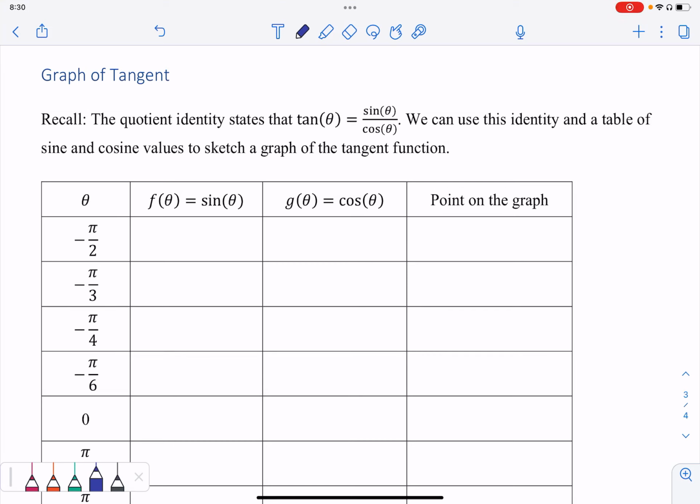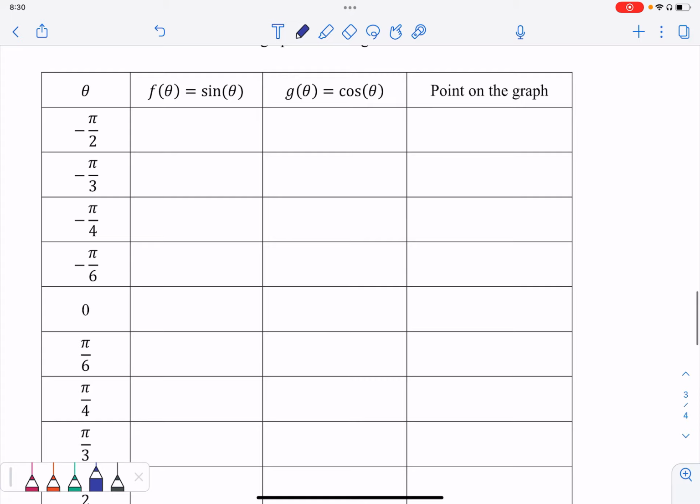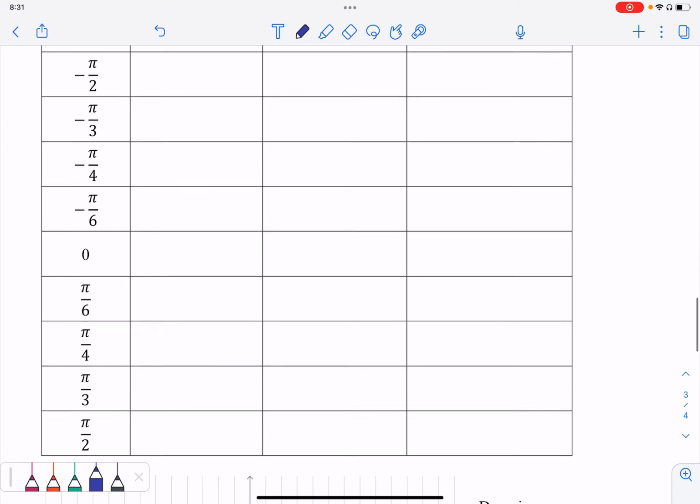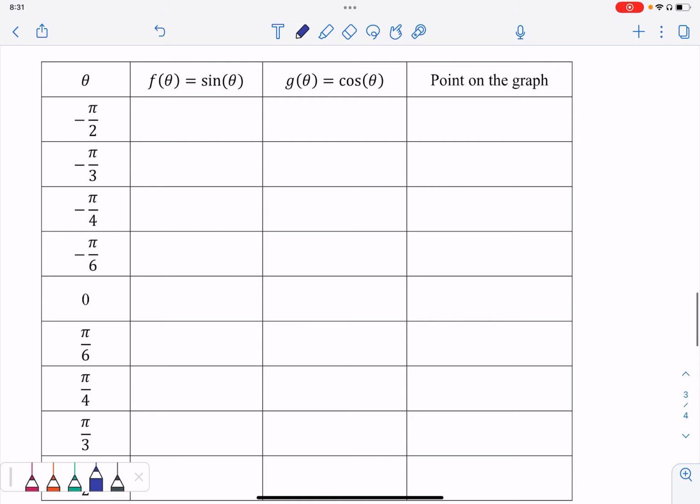The graph of tangent. The quotient identity states that the tangent of theta is equal to sine of theta over cosine theta. So we can use this identity and a table of sine and cosine values to sketch a graph of the tangent function. So I'm going to use these specific angles in the table that I have already written in, and then figure out what the sine and cosine of those angles are.